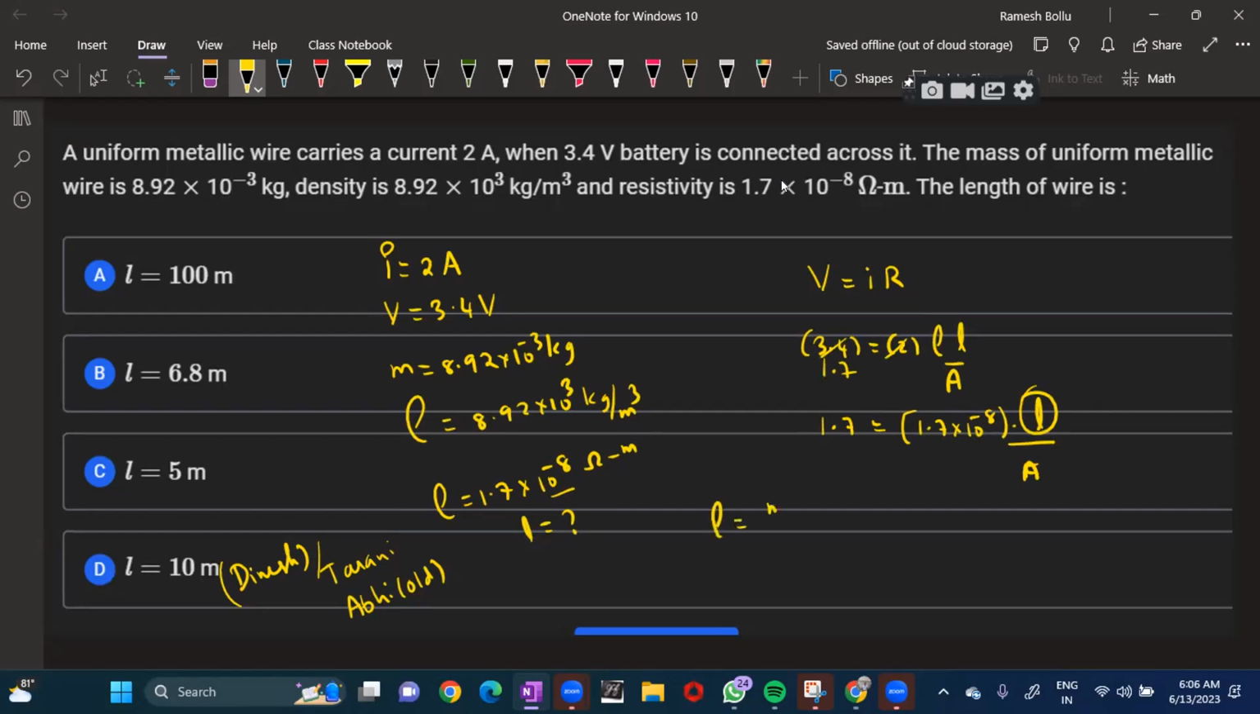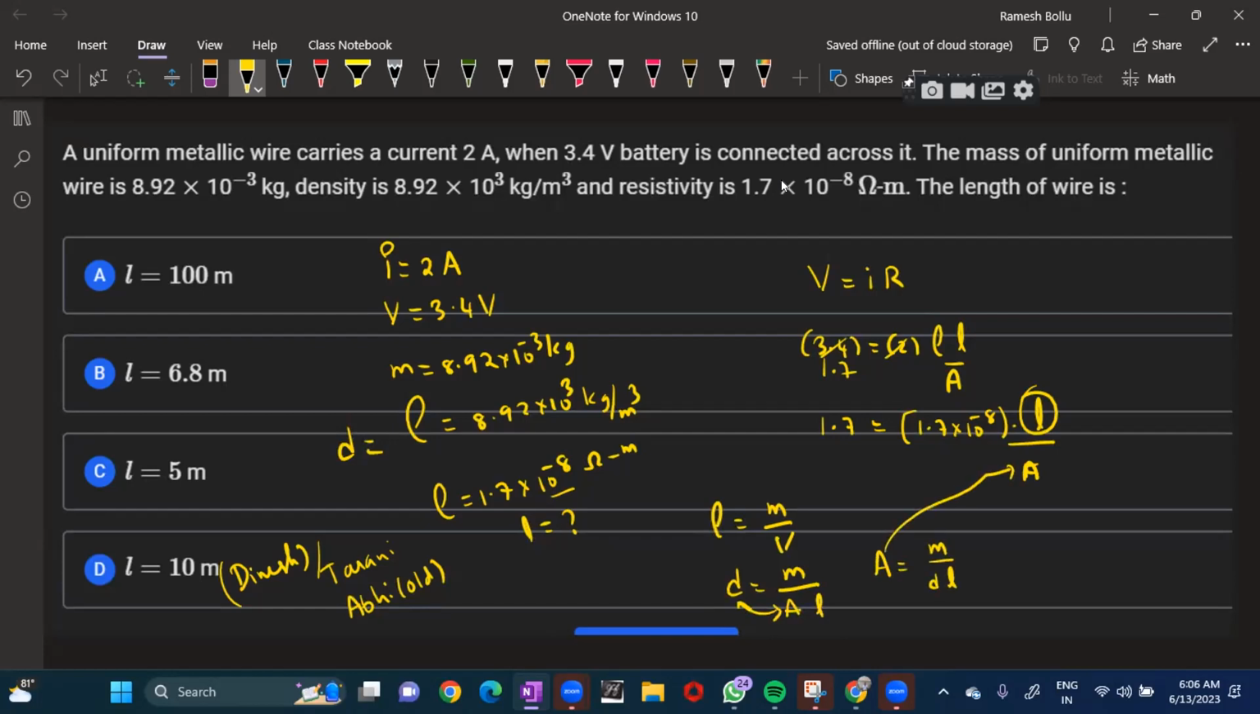Density equal to how much? Mass by volume. D is the density. D equal to mass by volume, and volume means area into length. Area and this density I will swap. Area equal to mass by density into length.